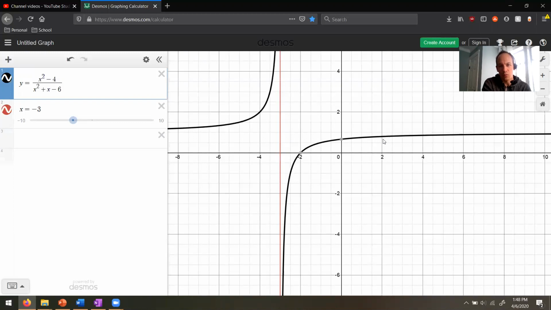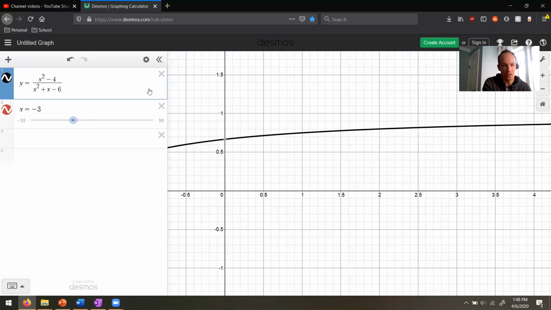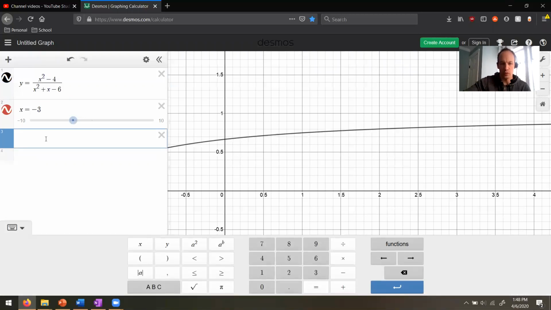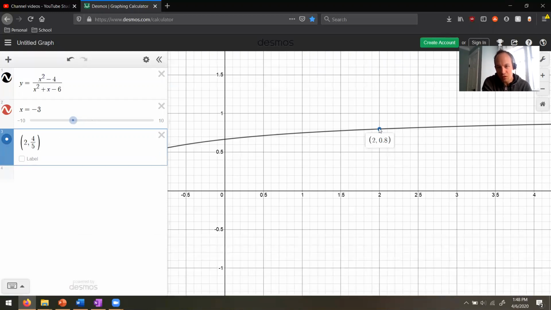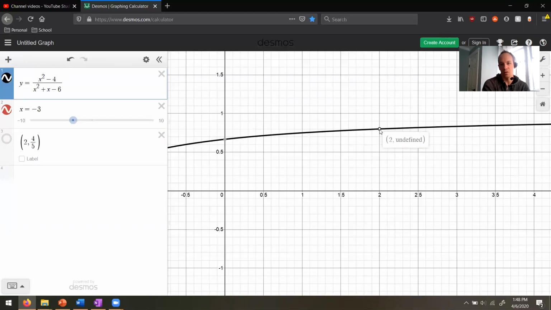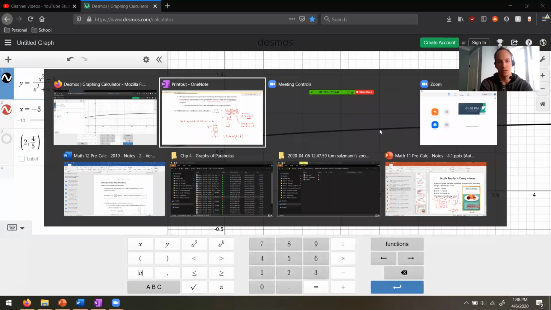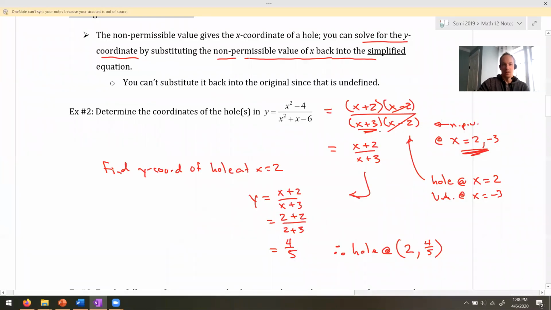Now, if you're going, well, okay, how can I test that my value is 2 comma 4 over 5? We can actually type this in, 2 comma 4 over 5. And you can see what Desmos did for me was it actually plotted a point right there. So 2 comma 0.8. So that is where my hole is actually located. And if I make that disappear, now I can see that is where the hole is. So Desmos will never tell you the y coordinates of the holes. You have to figure it out. Okay, moving on.